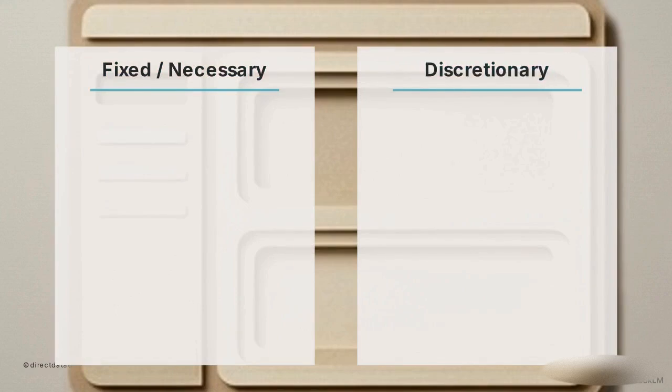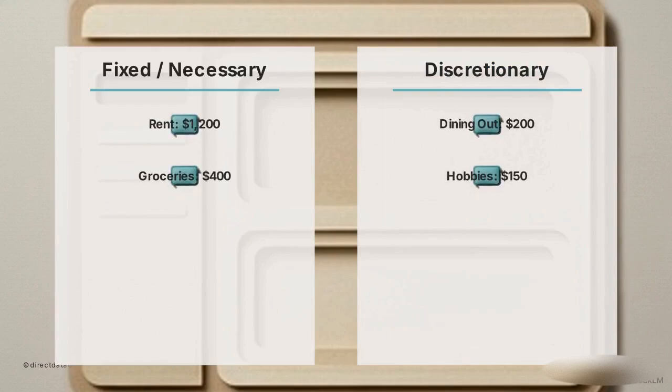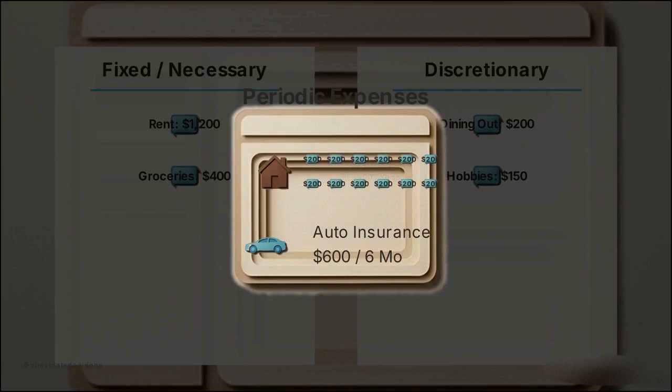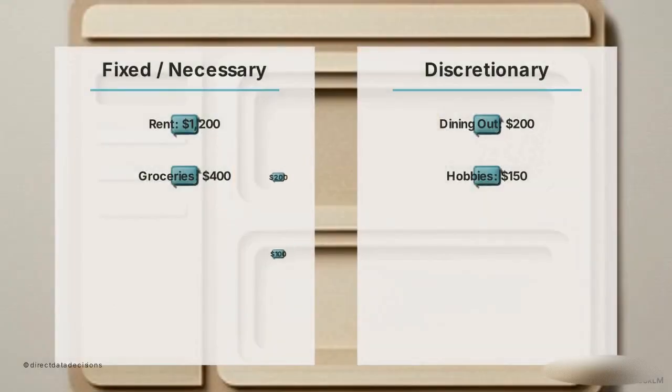Some expenses are monthly, but others occur only once or twice a year. Annual property taxes and semi-annual auto insurance are examples of costs that can easily be missed. Calculate the true monthly cost of these periodic expenses by dividing the annual totals by 12 or the semi-annual totals by 6. Input these newly calculated monthly fractions directly into the fixed and necessary expense column on your tracker.